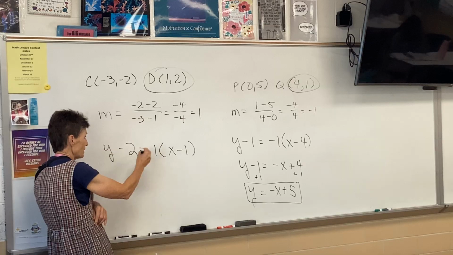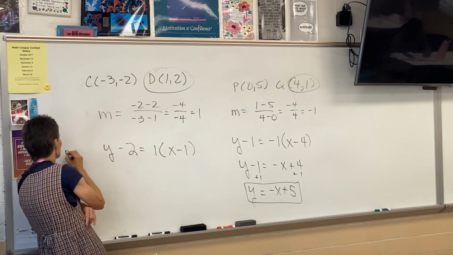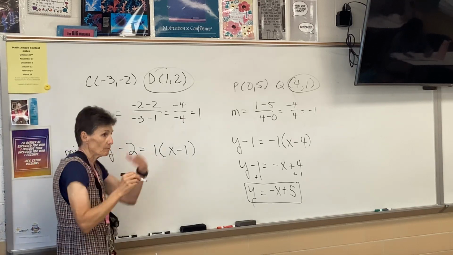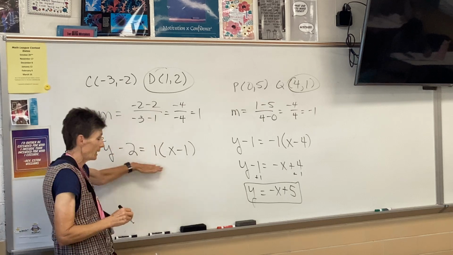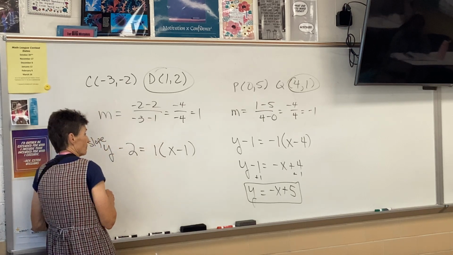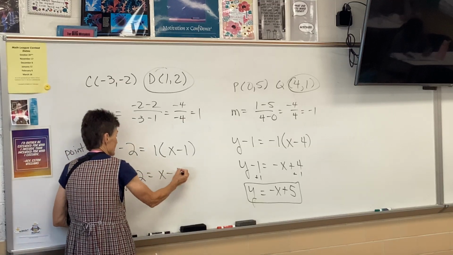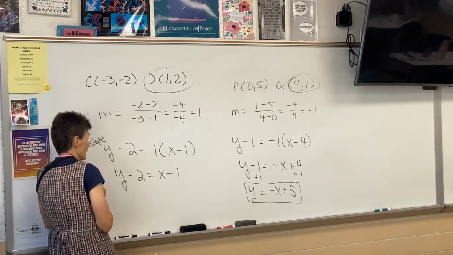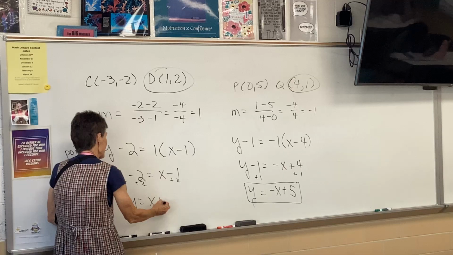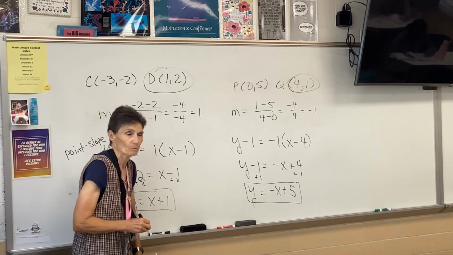What's this called right here? This form right here is called point slope. So if we had directions that said, use point slope, done. But if we're gonna do slope intercept, we'll distribute over here, which is easy because it's just one. And then add the two. How many of you got y equals x plus 1 as your answer? Beautiful.